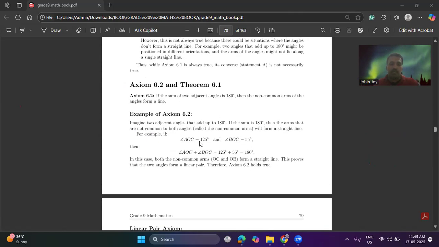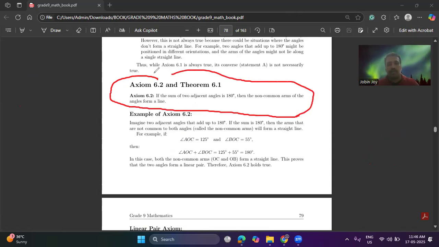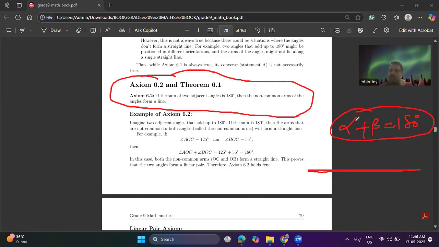Then next is axiom 6.2, again the same principle. If the sum of two adjacent angles is 180 degrees, we have two adjacent angles, and when you add alpha plus beta it is equal to 180 degrees, then the non-common arms of the angles form a straight line. It will be a straight line because when we add these two angles, it will be 180 degrees.